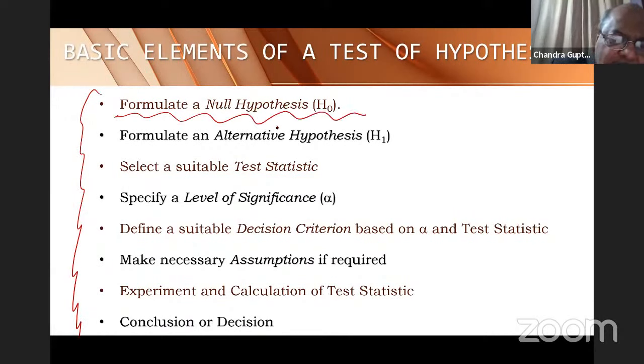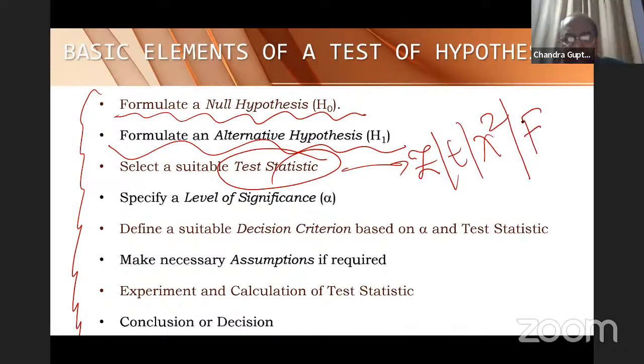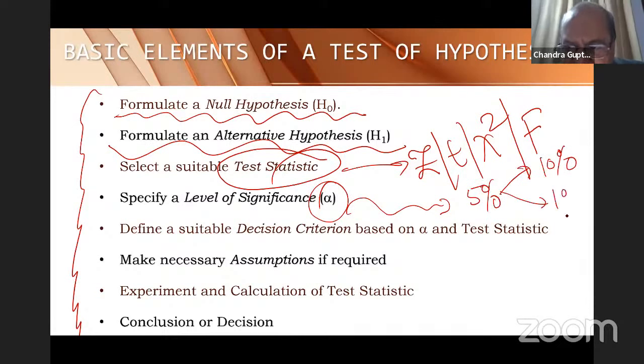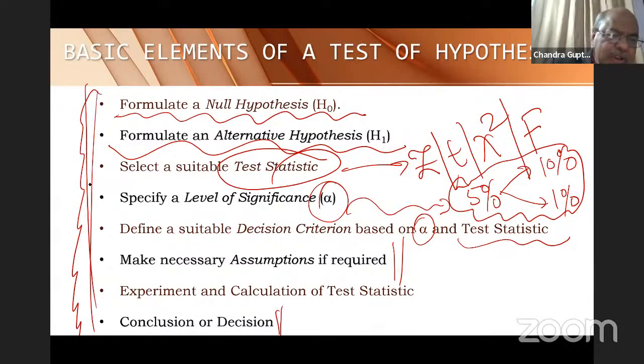You have to formulate a null, then alternative, take a test statistic, that may be Z, maybe T, maybe chi-square, maybe F, maybe some other. Then you have to specify the level of significance, which is normally 5%. But in some cases, you will find people using 10% and 1%. These are thumb rules, no scientific reason behind them. It's a practice which is followed widely throughout the world. Then we define a suitable decision criterion based on the value of alpha and the test statistic, do the calculations, make necessary assumptions, and come out with the conclusion. So these are the steps involved in hypothesis testing. Anyone having any query, any question here?